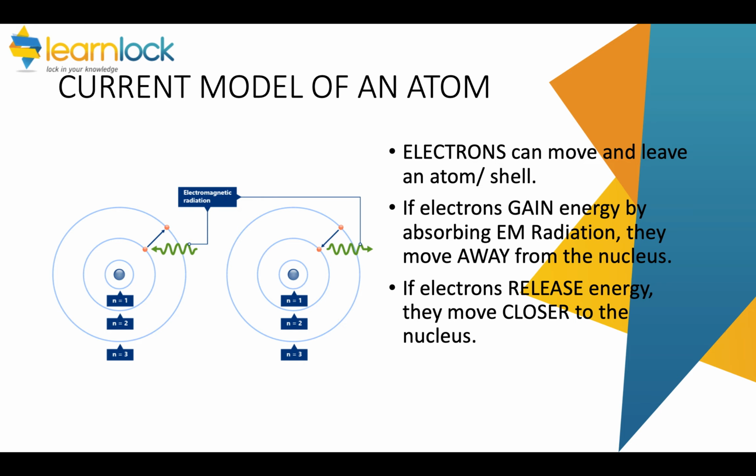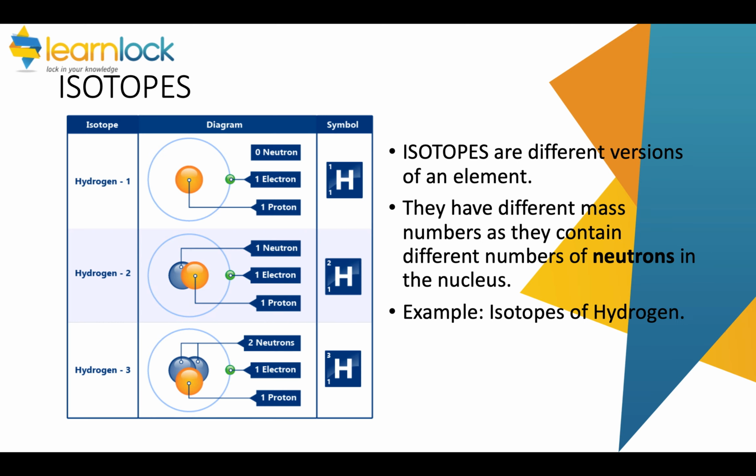Now remember, electrons can move and leave a shell or can leave an atom. If electrons gain energy by absorbing electromagnetic radiation, they move away from the nucleus. If electrons release energy, they move closer to the nucleus.